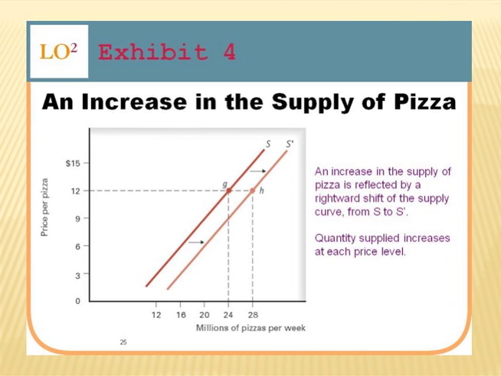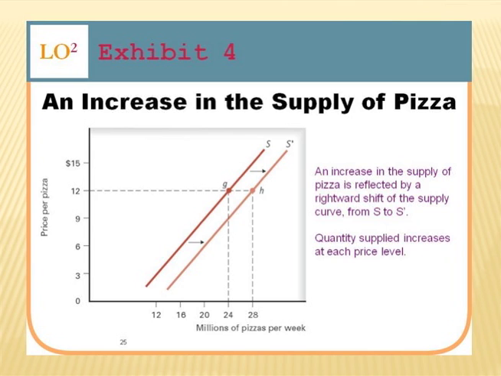So here we see we've introduced some sort of new technology. We might have some sort of an oven which allows us to use less fuel in order to cook the pizzas. And so we see that we move from the darker colored S to the lighter colored S prime, which means we've had an increase in supply at a price of $12. Instead of producing 24 million, we're now in a position to produce 28 million. And that's because the price of producing each one of them is lower than it was before. So we've had an increase in quantity supplied.